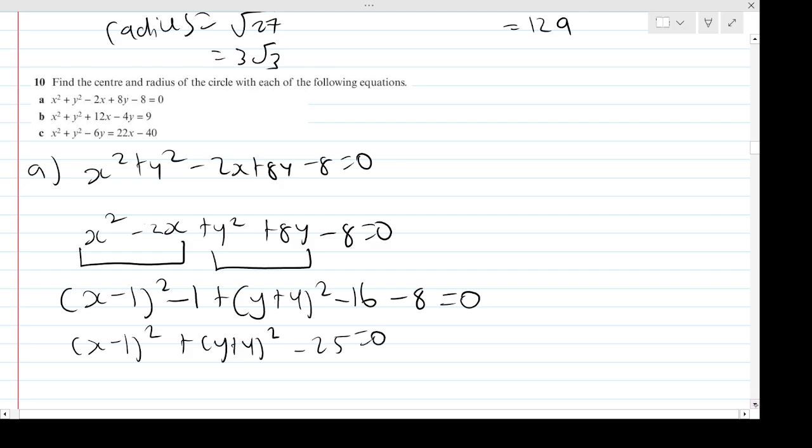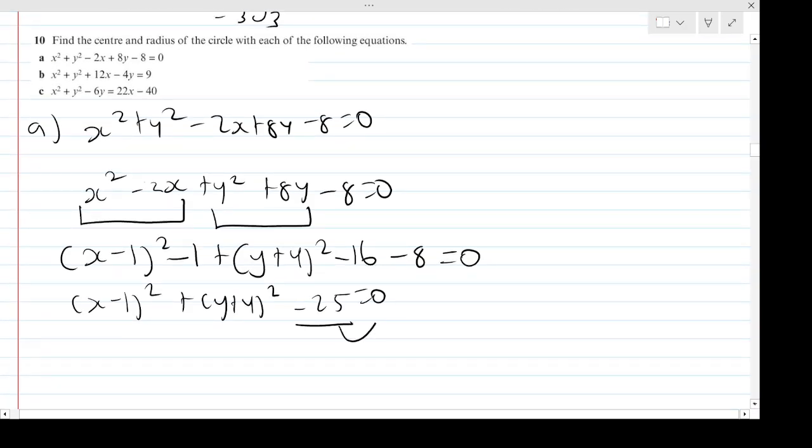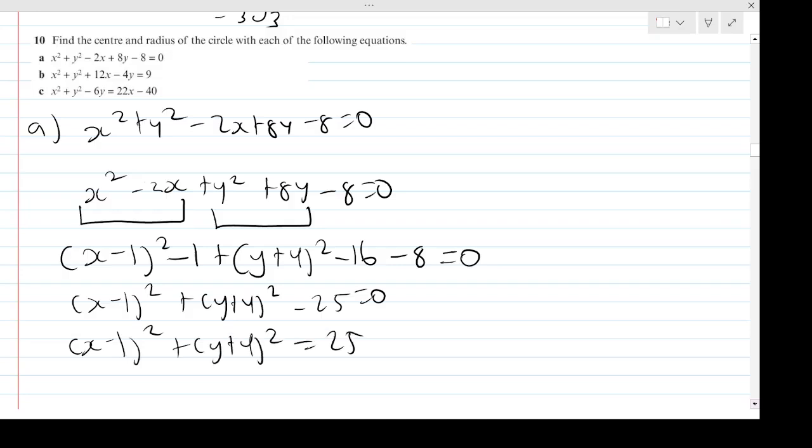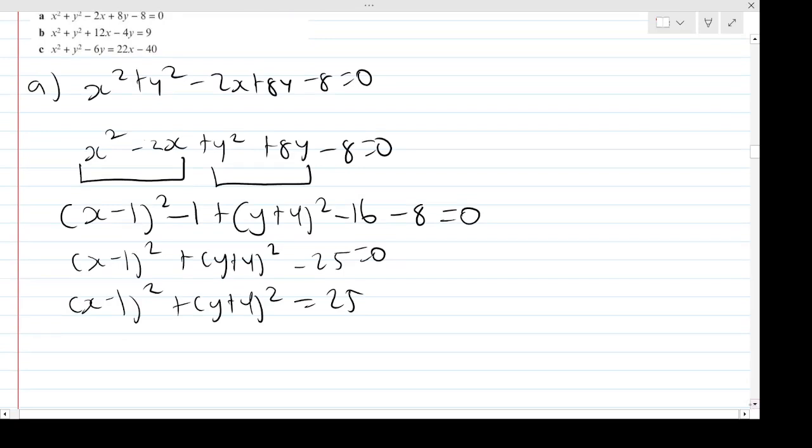Okay, but remember we need to move this onto the other side, because all the numbers on their own need to move to the other side to get the radius. So we have x minus 1 all squared plus y plus 4 all squared is equal to 25. Therefore, now we have it in this form, hopefully we can read off the centre. If we have x minus 1, it's going to be plus 1. Then y plus 4, so the centre at y is minus 4. And the radius squared would be 25, so the radius would be root 25, which is 5.